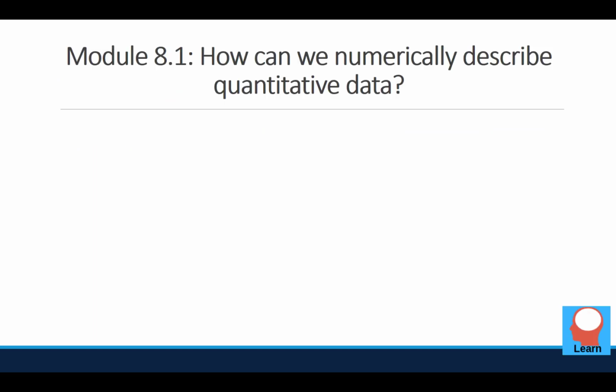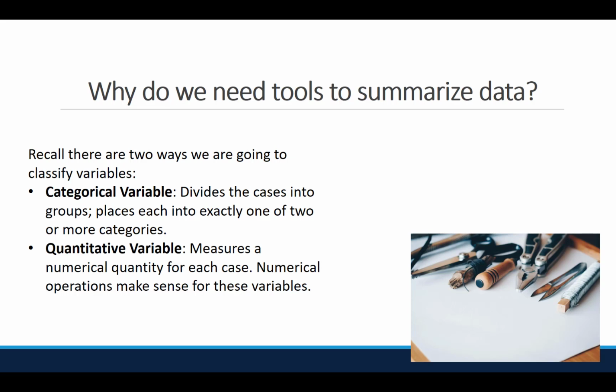Module 8.1. How can we numerically describe quantitative data? In the previous modules, we discussed ways to summarize data. We need to summarize data because saying something useful about raw data can be difficult, if not impossible. Recall there are two ways we are going to classify variables: categorical or quantitative.